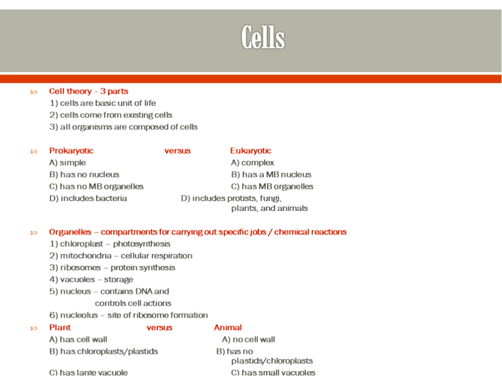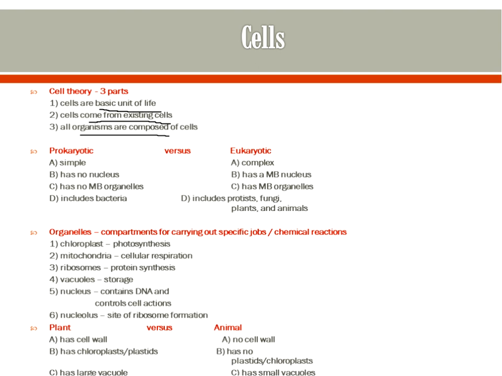All right. Starting off, the cell theory, what that is, very simply is just the three facts that scientists have come up with over many years that conclude what cells are about. First of all, they're the basic unit of life. So the smallest unit that makes life is a cell. They come from other existing cells. Remember, they're made by mitosis or meiosis. And all organisms, all living things, are composed of cells.